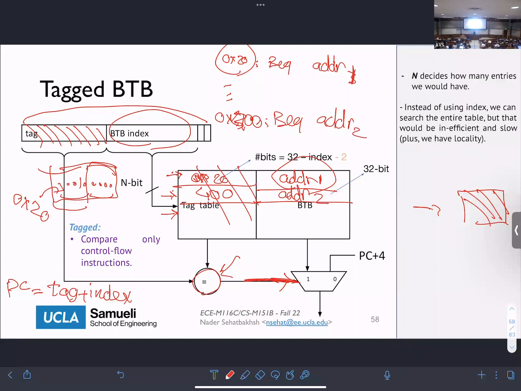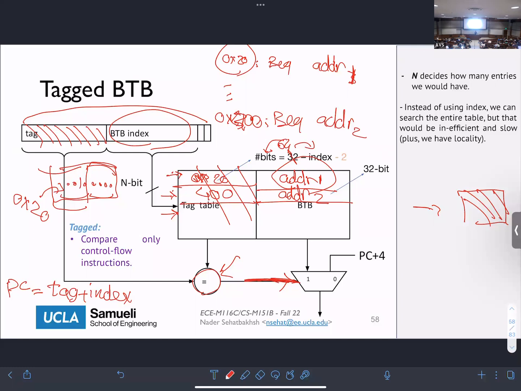The question is, are PCs guaranteed to be 32 bits? For our scenario, yes. If not, it's still the same. If it's not 32 bits, then our tag basically becomes bigger, right? Our index stays the same because log2 of the number of entries is the number of bits that we're going to use in the index. The rest, whatever it is, if it's 32 bits, would be 32 minus index, and that would be our tag. If this one is 64, then you need a bigger tag.